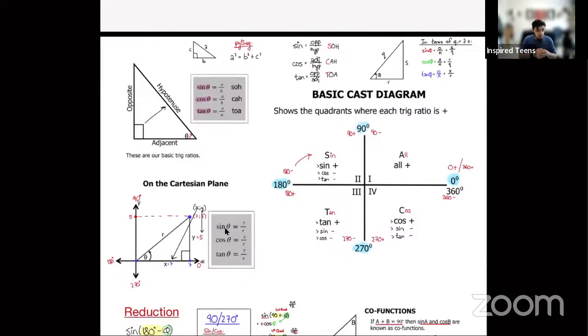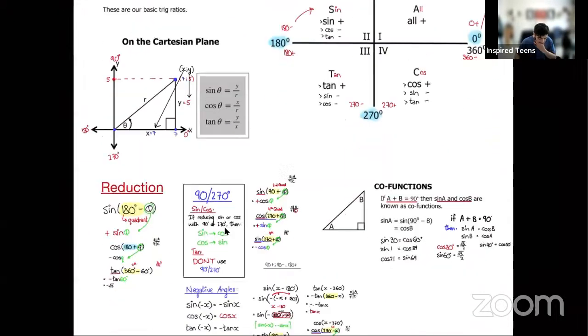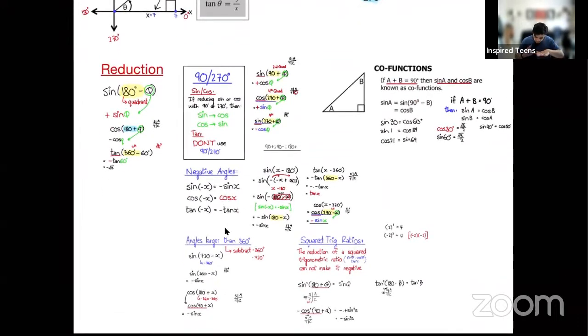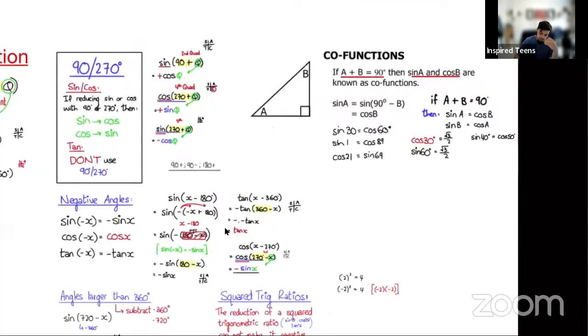So, yes, we did the basic CAST diagram. We discussed Cartesian plane questions. Then we did reduction, and we did all the examples of reduction. Let's just revise. We did 90 and 270 reduction, negative angles, angles larger than 360, and squared trig ratios as well. We also discussed co-functions.